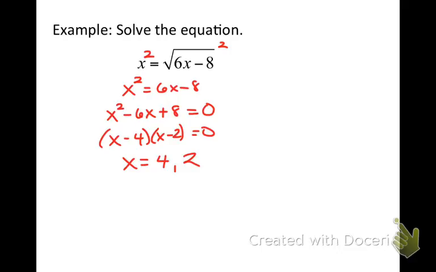Because I do have a square root sign, let's quickly check it just to make sure both work. 6 times 4 is 24. 24 minus 8 is 16. Is the square root of 16 4? Yeah. 6 times 2 is 12. 12 minus 8 is 4. Is the square root of 4 2? Yeah. So we know that those are correct solutions.